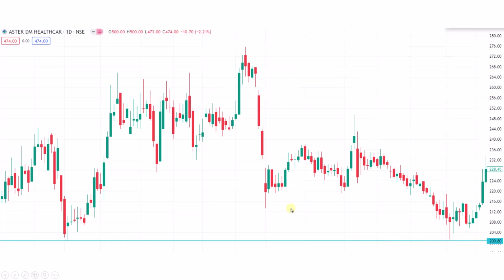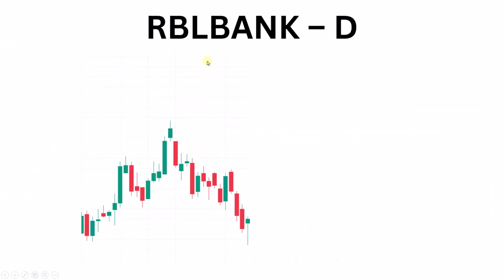Okay. Next, one more example of RBL Bank. Price was in a downtrend. So this is a downtrend. We have 1, 2, 3, 4, 5, 6 candles here, and from here the downtrend had started. At the end of the downtrend, we have a hammer. Now you can enter the trade in three ways. You can enter at the closing price of this, which would be considered risky because you do not know whether the price is going to go up or down.